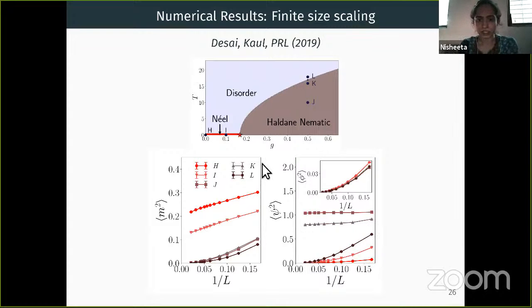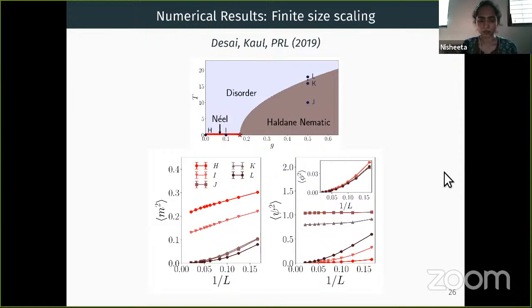Here we find that the phase diagram has, on the x-axis, the coupling G, which on varying gives a transition from the Néel phase to the Haldane nematic phase. On the y-axis I have the temperature. At zero temperature I have Néel order, and since Néel order breaks a continuous symmetry, it disorders as soon as you turn on temperature. And the Haldane nematic breaks a discrete symmetry. That's why it survives at finite temperature.